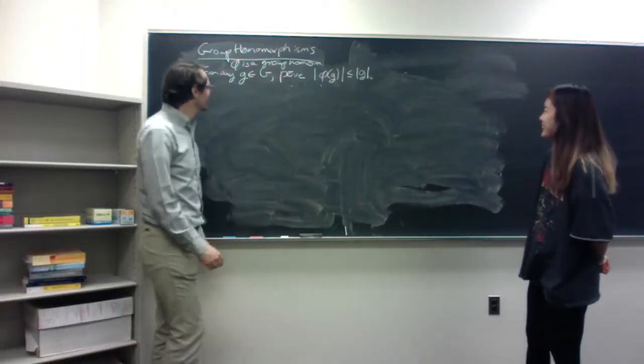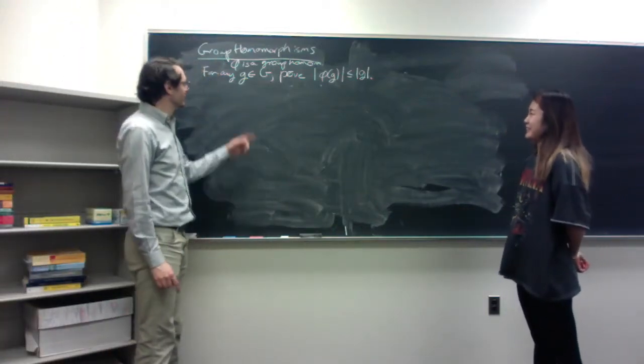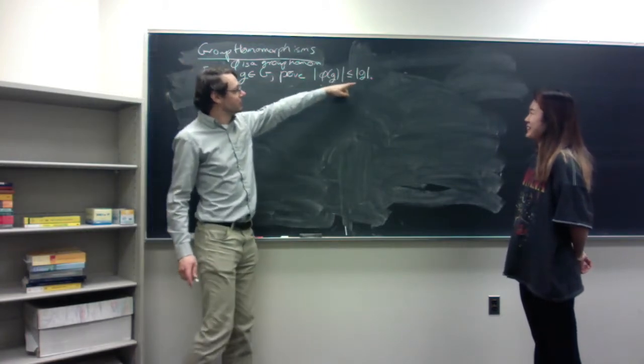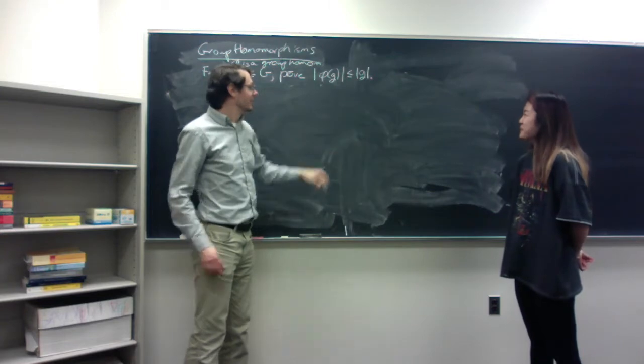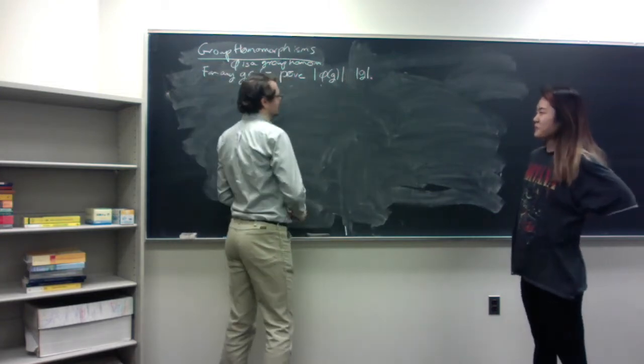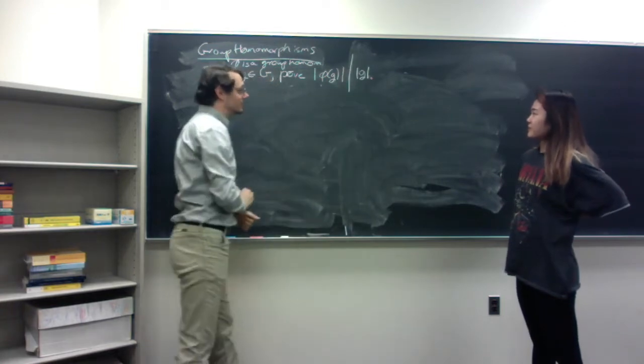So last time we showed that if you have a group homomorphism, then the order of the image of G was always smaller than the order of G. And now we're going to show that it's smaller in a particular way. It actually divides the order of G.